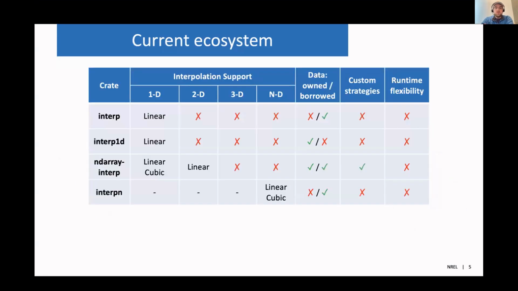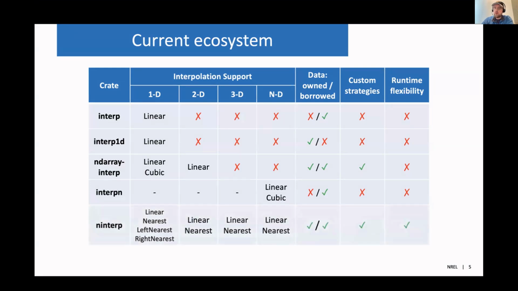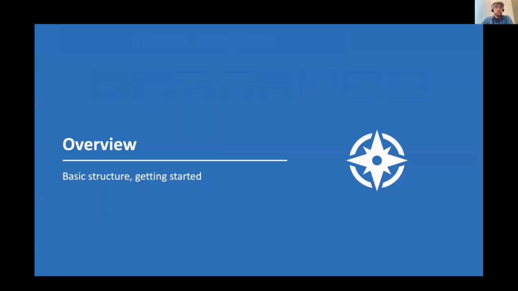So I did some digging into the current ecosystem of interpolation in Rust. I looked through some different crates here. Probably the most established is the ndarray-interp crate, but none of them really checked all of our boxes. So we went ahead and developed ninterp. I won't dilly-dally on this slide too long because I have to keep moving, but we'll get into an overview of ninterp, just the basic structure of it and a quick example.